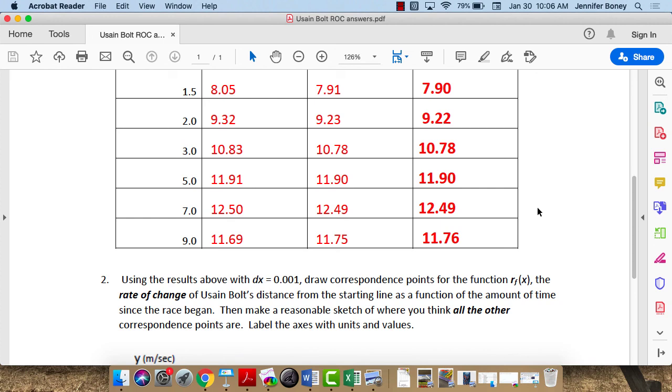If I want to draw a graph of his different speeds, which we didn't calculate his speed at time 0, but at time 0 he better have been going like 0 meters per second, or he's cheating. But by time 0.25, he had a speed that was above 0, and then later he's going faster and faster and faster, and then slower.